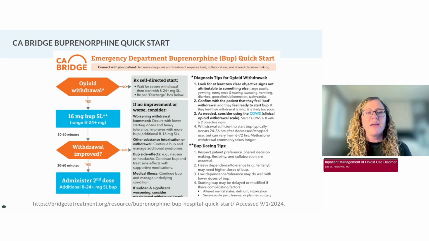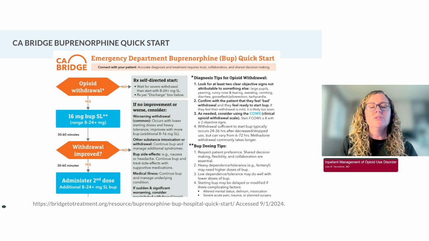This is, again, coming from the California Bridge program. This is a really nice protocol to duplicate for high-dose initiations. It is, again, what we just did: giving the patient 16 milligrams, looking to see whether or not withdrawal has improved, and then giving a second dose anywhere between 8 to 24 milligrams.